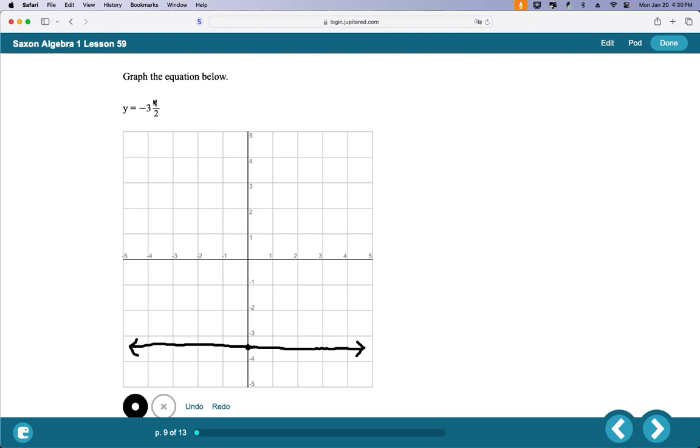What this is telling me is that x could be negative 4, y is still going to be negative 3.5. X could be a positive 2, y is still going to be negative 3.5. X can be 0, y is still going to be negative 3.5. So it doesn't matter what the value of x is, all of the values of x are going to be paired with y being negative 3.5. That's what we're looking for.